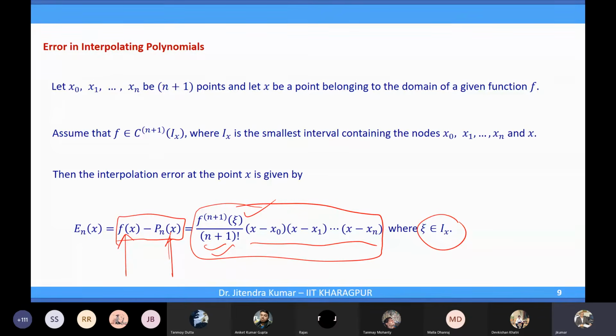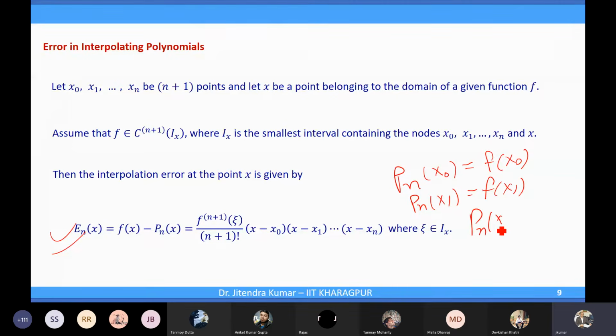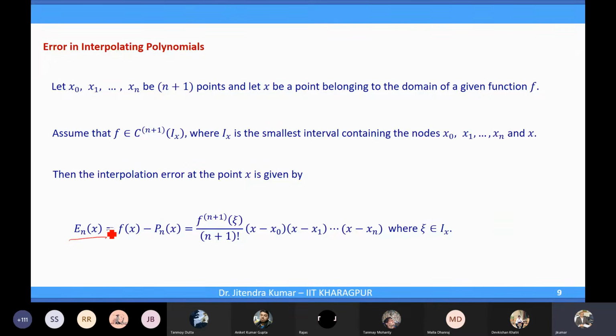This polynomial passes through exactly those points, so the error at the points x0, x1, ..., xn is going to be 0. That is obvious from here, and from the derivation itself, that your polynomial p_n(x) passes through the function. So p_n(x0) is f(x0), p_n(x1) is f(x1), p_n(x2) is f(x2). This is obviously true because your polynomial passes through all these points. Also, if you replace x by x1 in the error formula, this is going to be 0.